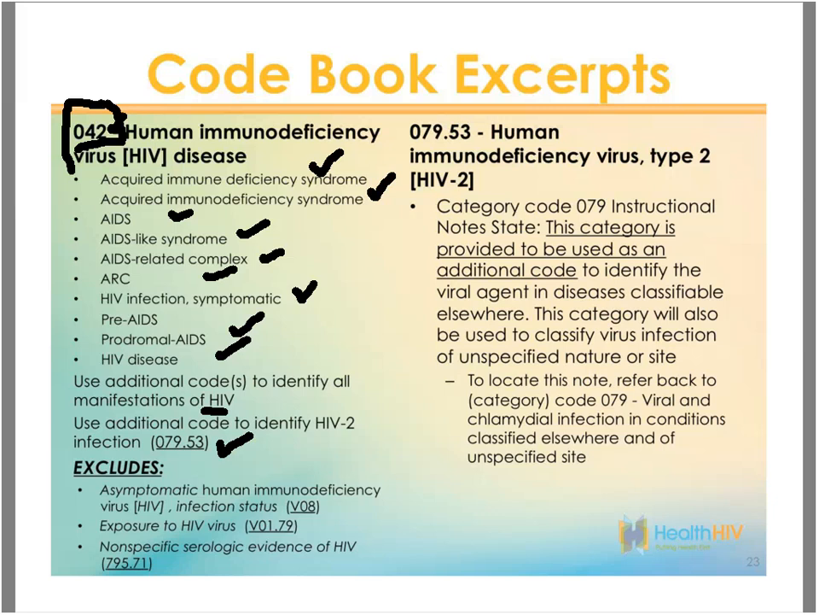Also in the code book is an excludes note. And the excludes note says that if the documentation states that a patient has a symptomatic HIV infection or infection status, that you code it as V08. If it's an exposure to, then it's coded as V01.79. And, or if it's a non-specific test result, it's coded as 795.71. So I hope that this information clears up any confusion from installment 3.